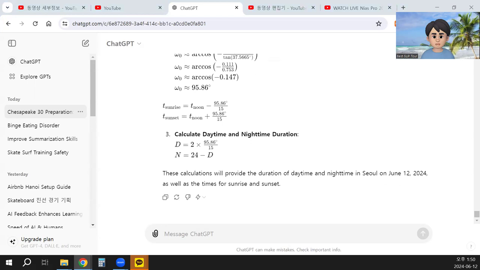Tell me the daytime duration and nighttime duration in Seoul today.